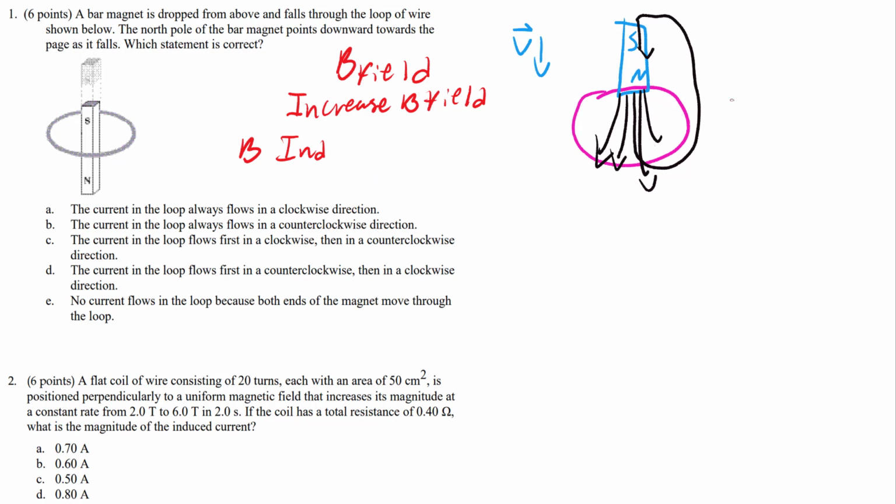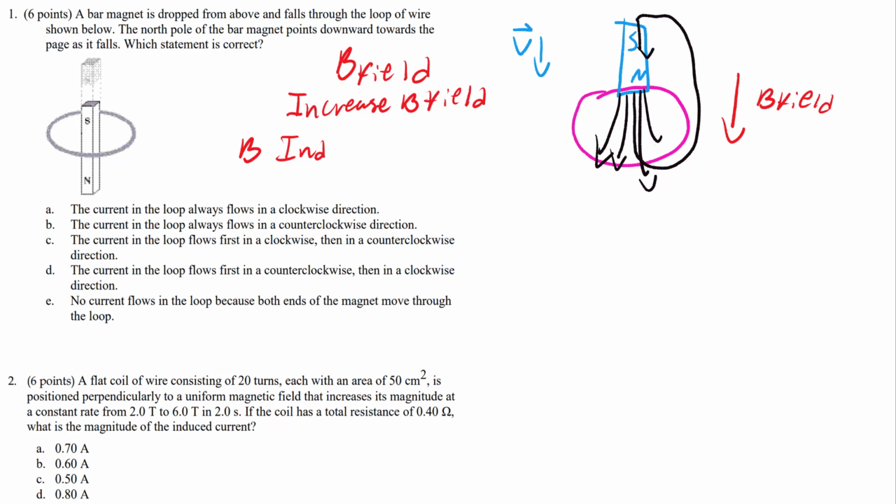Well, let's see. You have a lot of field lines coming down this ring, so you're going to be increasing the B field. The more lines you have passing through this ring, the more B field you're going to have, the more of an increase you're going to have. So that means that your B field right here is going downwards. Our B field is going downwards. That means that my B induced has to be in the opposite direction.